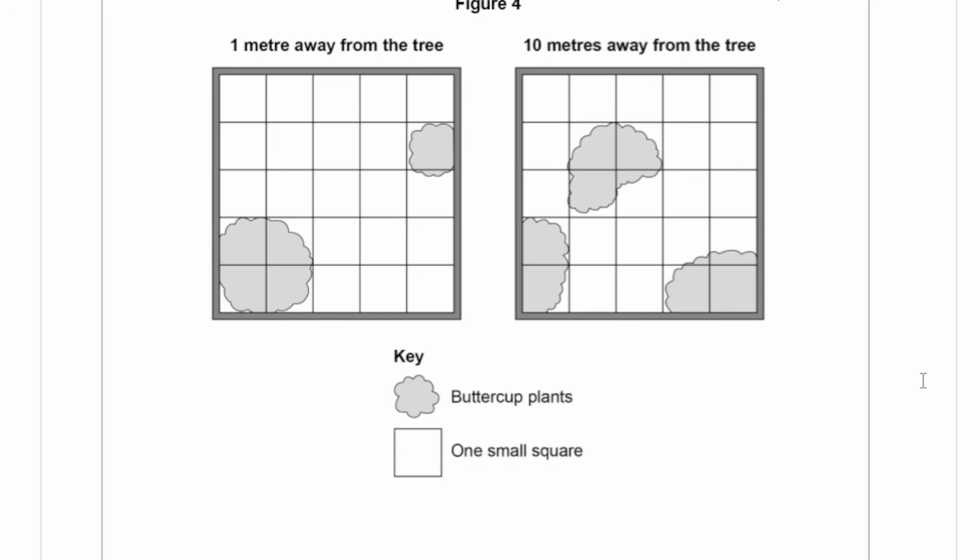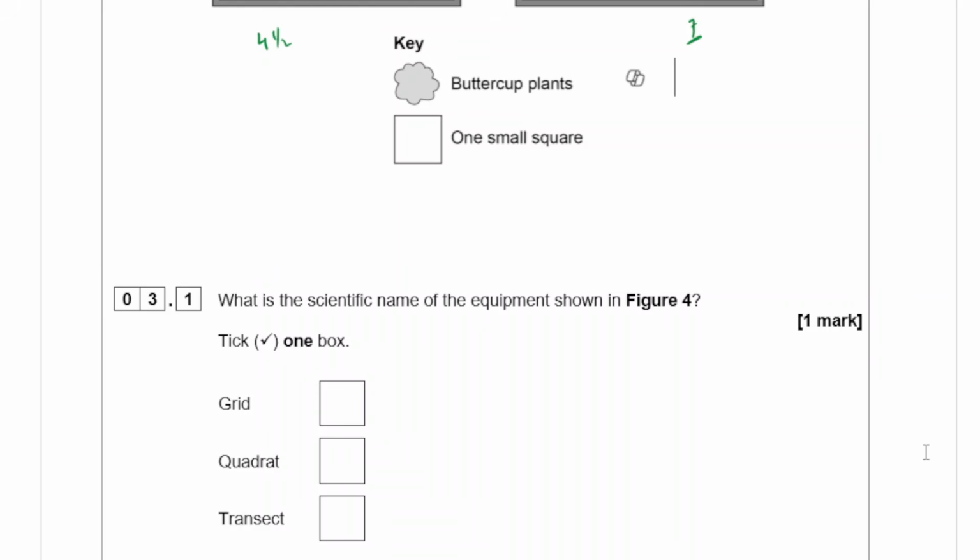One small square, 1 meter away from the tree. That's definitely 1, 2, 3, 4, about nearly 4 to 4.5 boxes. I've got 1, 2, 3, 4, 5, 6, 7, nearly 7 boxes. Definitely there's more buttercups 10 meters away from the tree. What is the scientific name for the equipment shown? That would be a quadrat.